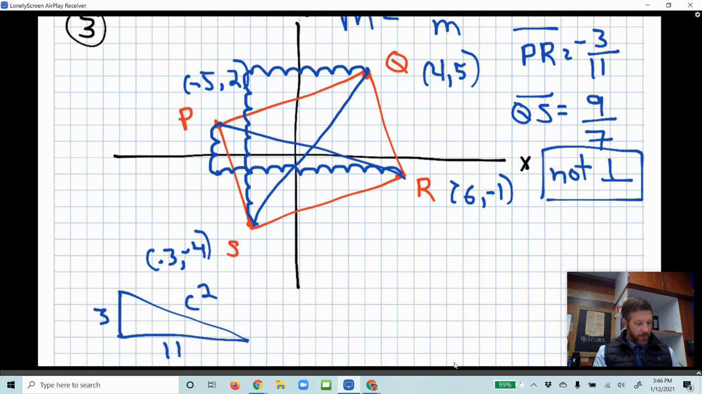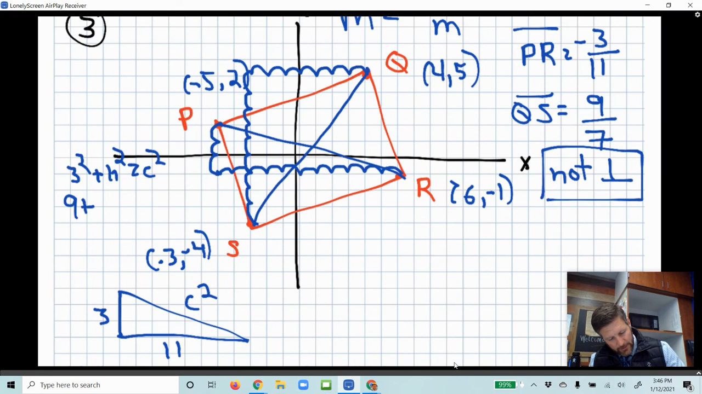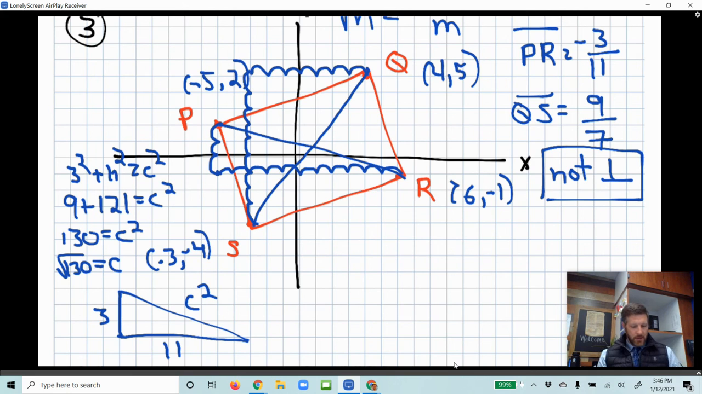Just going to grab my calculator. You're fine to use that for your square roots. Okay, so 3 squared plus 11 squared equals c squared. So that's 9 plus 121 equals c squared. That's 130 equals c squared. And so c is the square root of 130. Let's go ahead and just calculate that roughly. Square root of 130 is 11.4.